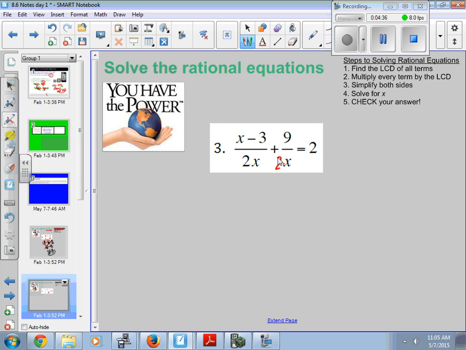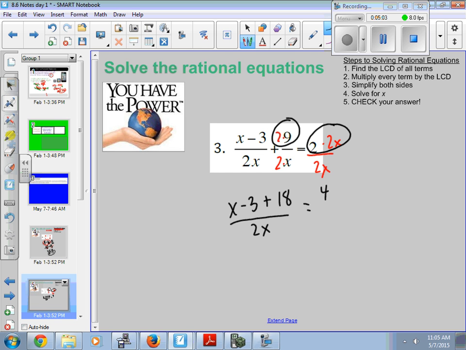The second term, multiply both top and bottom by 2. This last one doesn't have a denominator, so we want to make it 2x. So that means you also need to multiply the top by 2x. So our problem is going to become x minus 3 plus, we can do this multiplying here, 2 times 9 is going to be 18, all over the common denominator of 2x equals, if we do our multiplying over here, we get 4x over 2x.